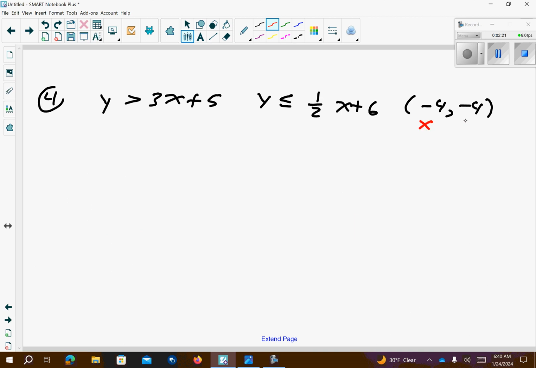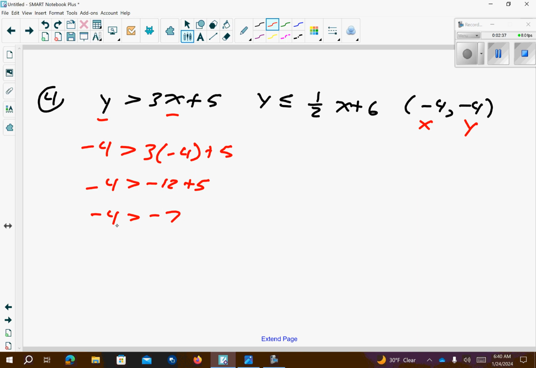Number 4, continuing with plugging in our x and y values. So I'll plug x and y here and here. So I get negative 4 is greater than 3 times negative 4 plus 5. So negative 4 is greater than negative 12 plus 5. Negative 4 is greater than negative 7. Negative 4 is greater. Think about a number line: negative 7 is here, negative 4 is here, 0 is here. So it's further to the right. So this is true.